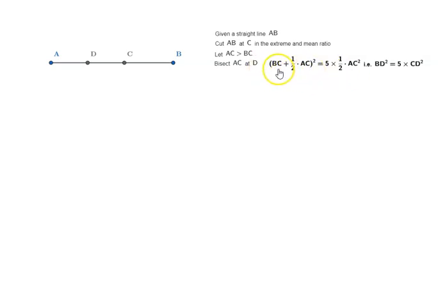So BC plus half AC is BD. So BD square is equal to 5 times half of the square on AC, that is CD. So what we have to prove is that BD square is equal to 5 times CD square. Let's proceed. Describe the square on AB.